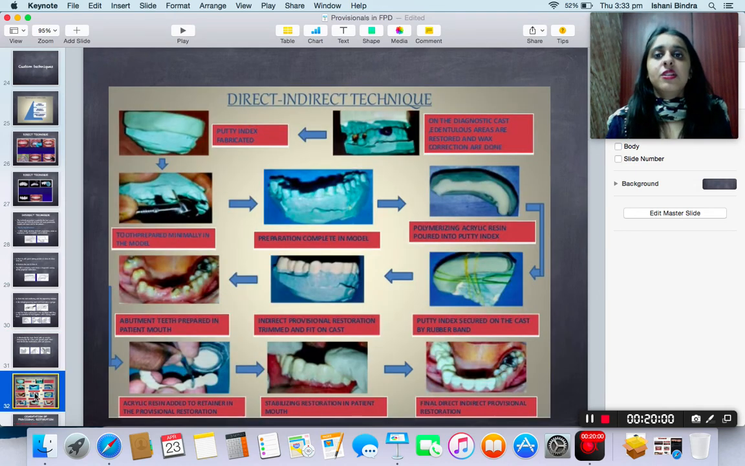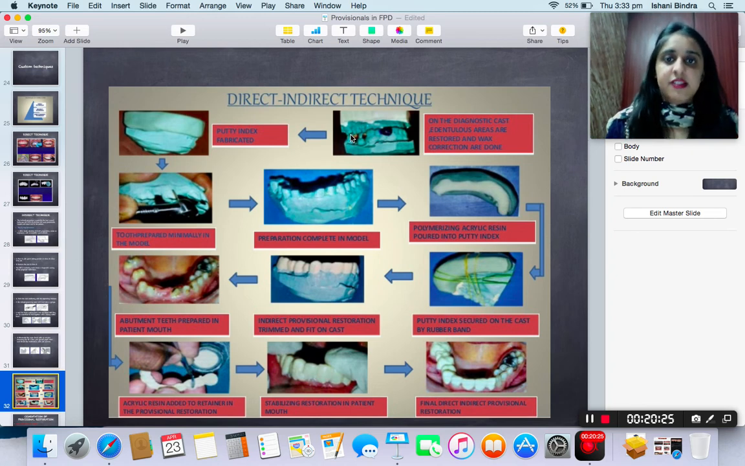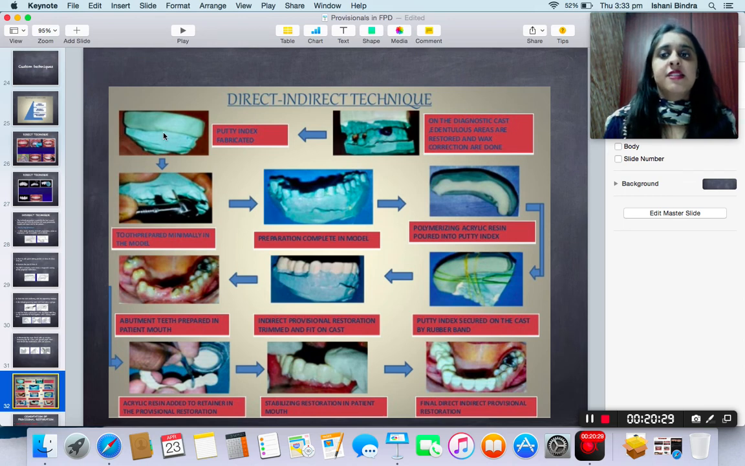Now coming on to the third technique, which uses a combination of both the direct and the indirect technique, hence the name direct indirect technique. When the patient has multiple missing teeth, or we need to give many crowns and bridges, first after the impressions are obtained on the diagnostic cast, a diagnostic wax up of whatever procedure we are doing is done. After the diagnostic wax up, a putty index of this cast is made.